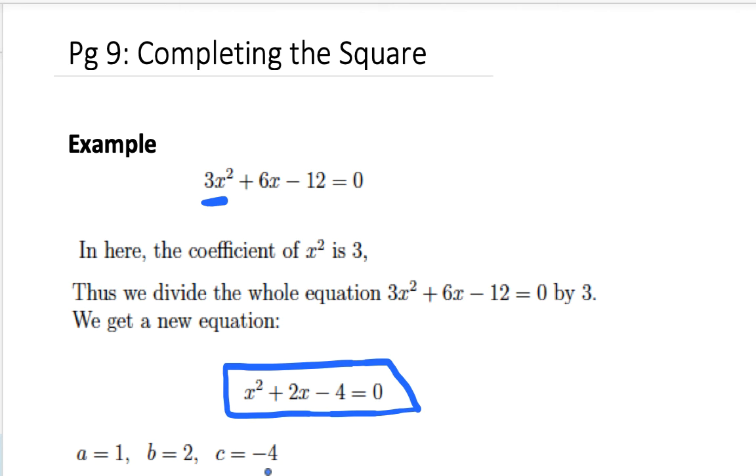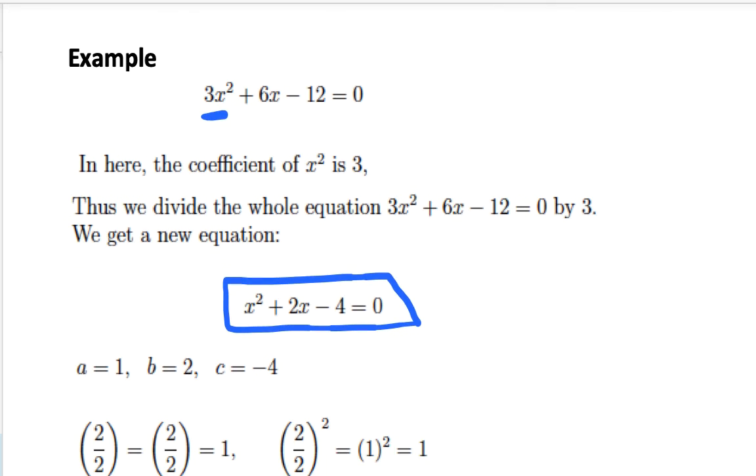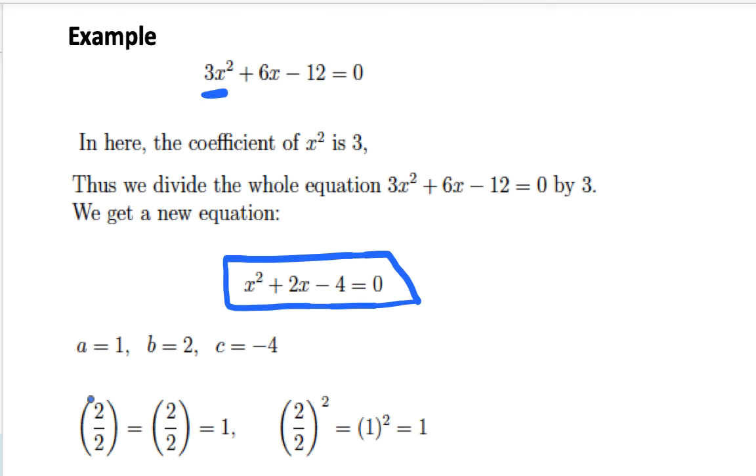The next thing we do is find b over 2 and then take the square of that. So here, I forgot to write, remember, b over 2 equals 2 over 2 equals 1, which is 2 over 2 the whole square, which is 1. Now we're going to solve by completing the square.